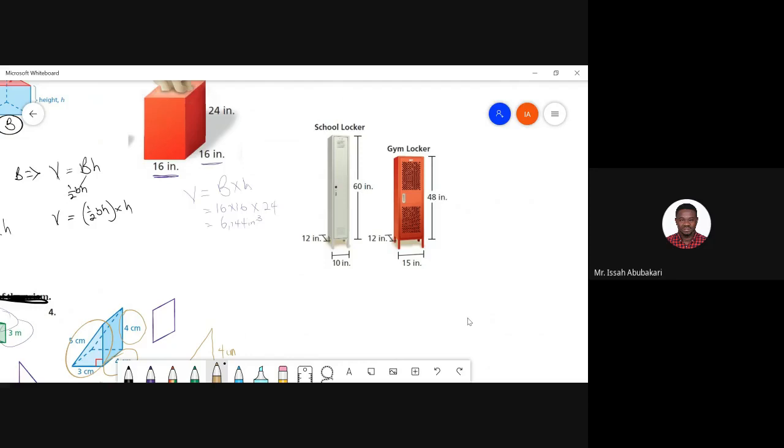Having in mind which one can contain a lot more items. Because when you talk about volume, we are talking about the quantity a figure can contain. So looking at these 2 lockers, which one can take more? Someone might say the school locker is longer, so I'll take it because it can contain more. Someone else might say, I will take the gym locker because the base is wide. So how do you know which one can take more? You can only get to know after calculating the volume of the 2 of them.